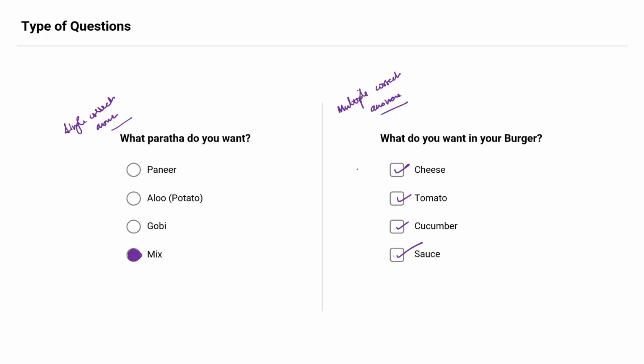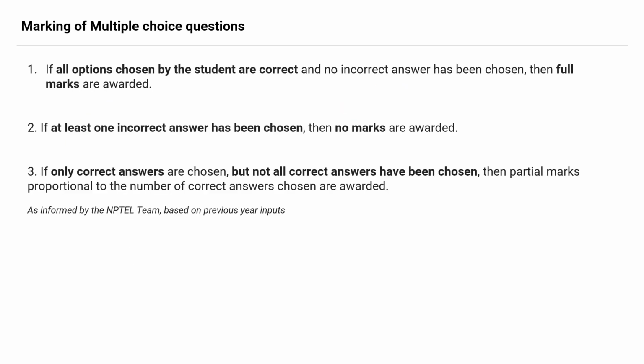Okay. If you have been a regular learner who is attempting the quizzes, the assignments, I think this is not new information for you. But for those who are very new to this, yes, these are the two typologies of questions, which are usually asked in the assignment section. Okay. Now here comes the marking of multiple choice questions. You can take a minute to understand what it's about, and I give an example, and let's try to infer it.